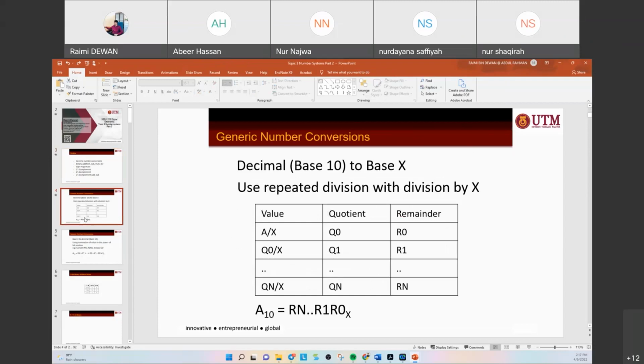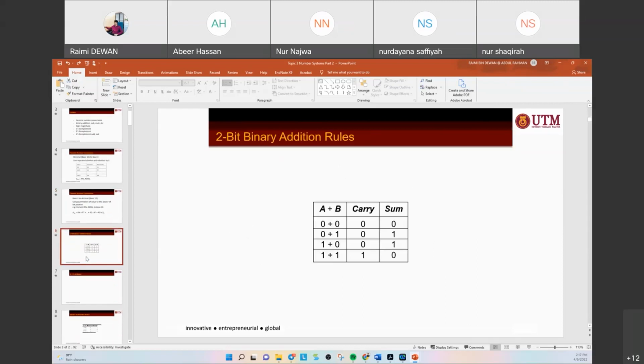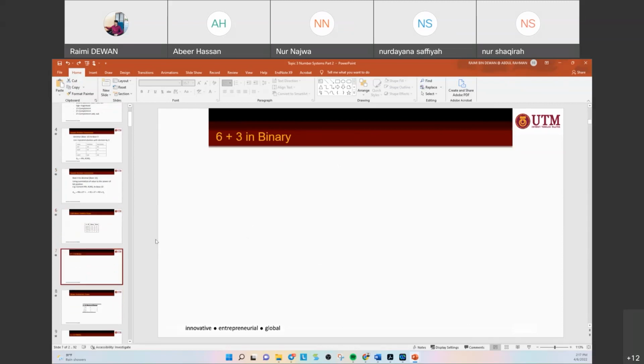You can try, for example, decimal base 10 to base x conversion: use repeated division by x. What is this? You can try this exercise: base x to decimal base 10, using the summation of value times the power of bit position, converting Rn to R1, R0 in base x to base 10. This one is addition, this one is 6 plus 3 in binary.